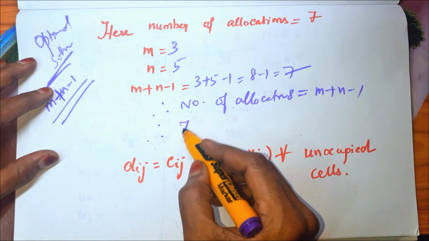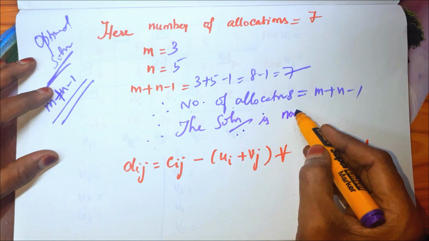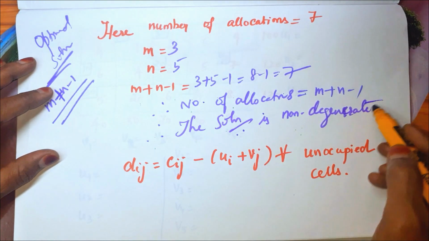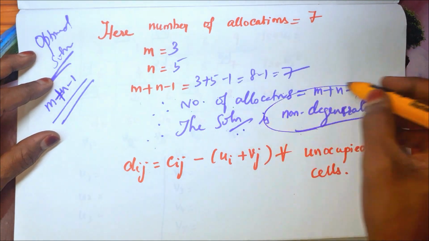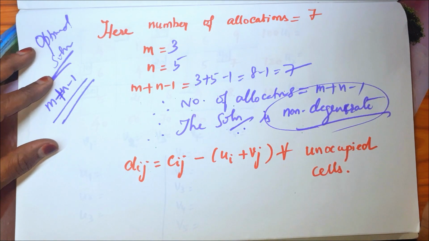Therefore, the solution is non-degenerate. If it is degenerate, the procedure varies, but here we are dealing with only non-degenerate solutions. That is, the number of allocations is equal to m plus n minus 1. What do we have to do next?